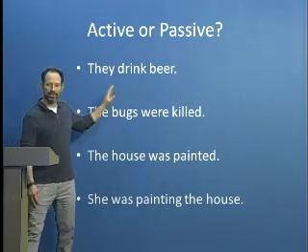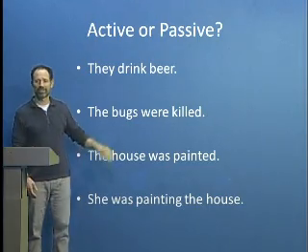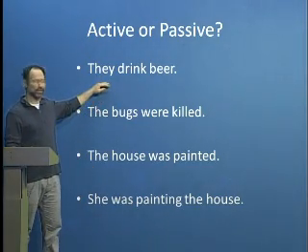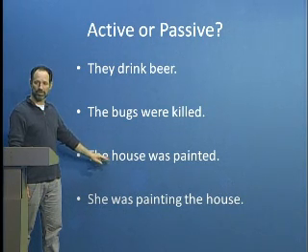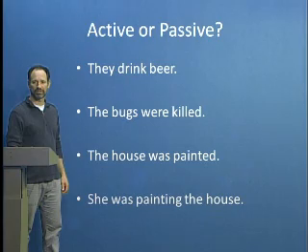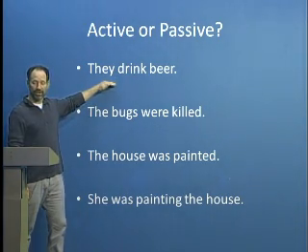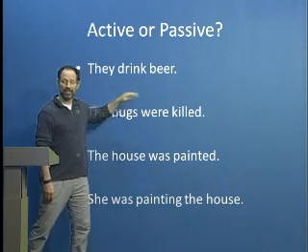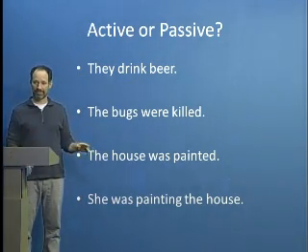Here's some more sentences. Tell me, active or passive? They drink beer. The bugs were killed. The house was painted. She was painting the house. They drink beer. Are they doing the action of drinking? Yes. So that one is active.